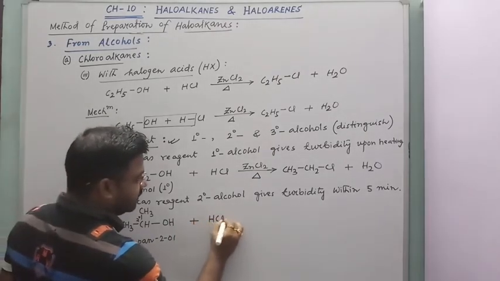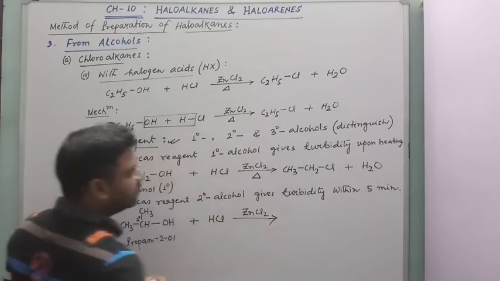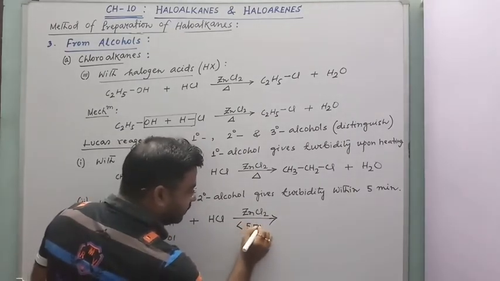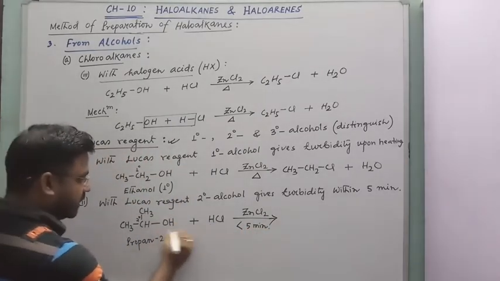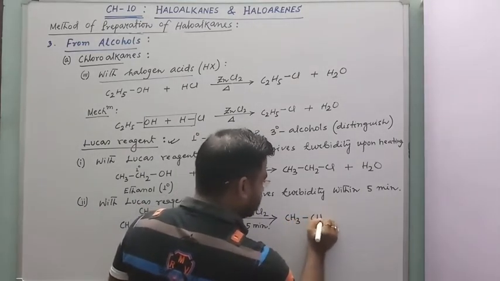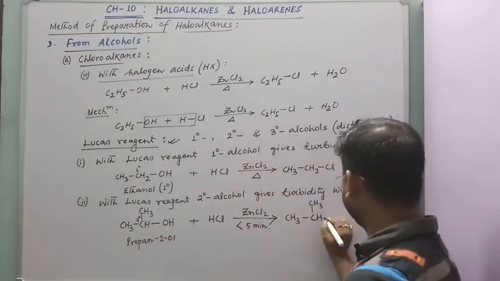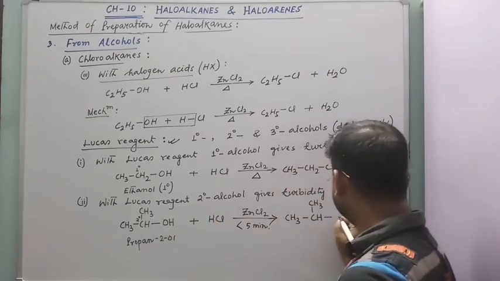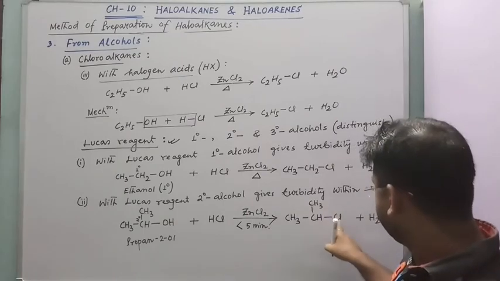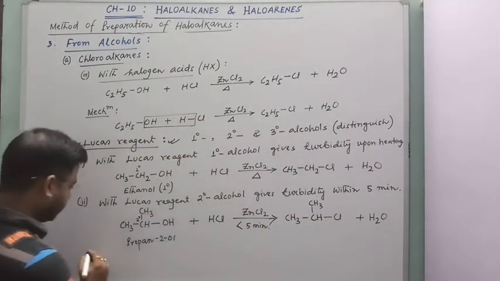It reacts with a mixture of zinc chloride and concentrated HCl. So in less than 5 minutes, within 5 minutes, H2O comes out, CH3 CH Cl CH3, HOH leaves, Cl comes in plus H2O. So a precipitate of 2-chloropropane will appear. This is another haloalkane.